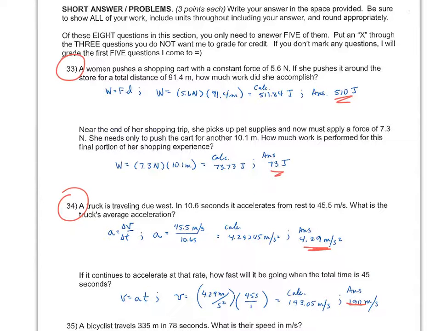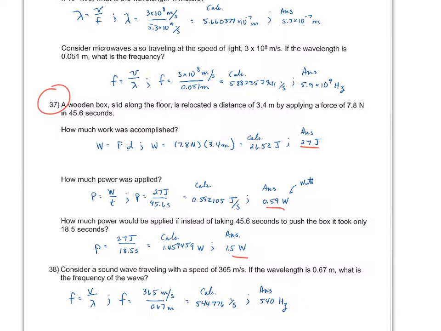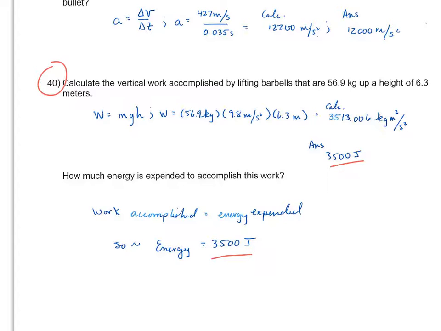There are multiple parts to each question. So question 33 might be on your final. And you'd have to show all your work. So you can't just write 210 joules and get it right. So you have to show how you got 210 joules. Question 34 might be on your final. Question 37 might be on your final. And then question number 40 might be on your final. So I'm hoping this helps to narrow it down just a little bit.